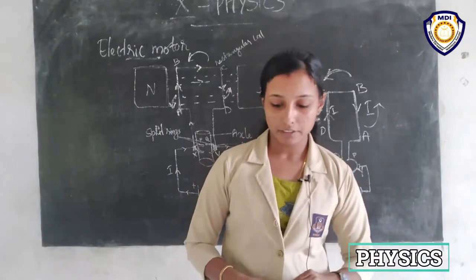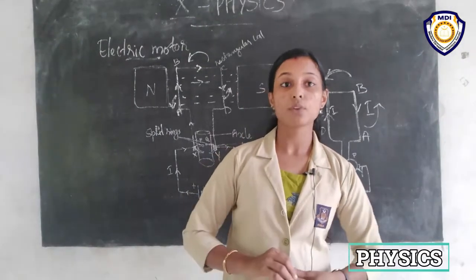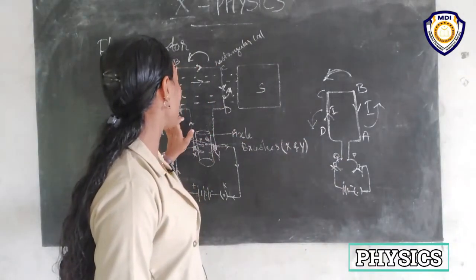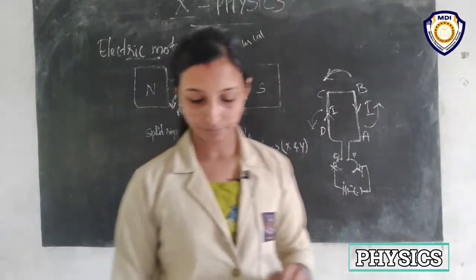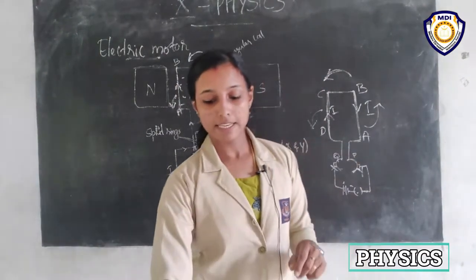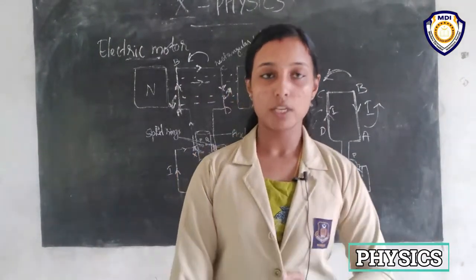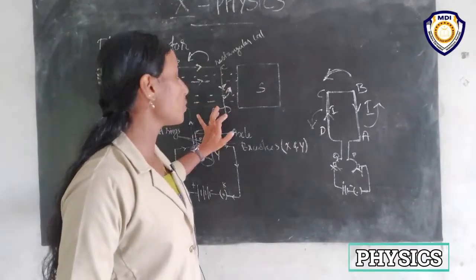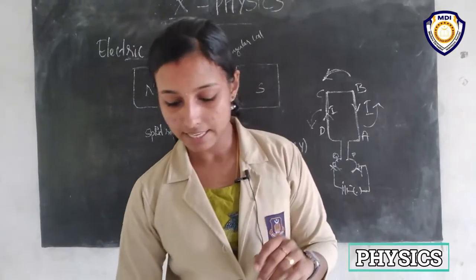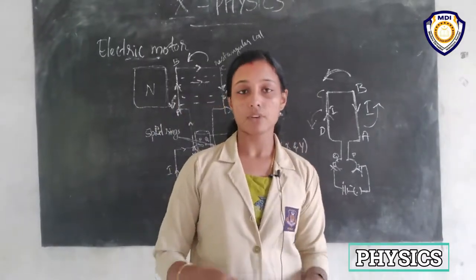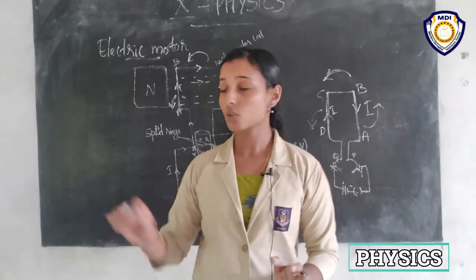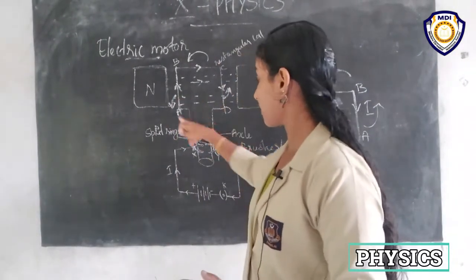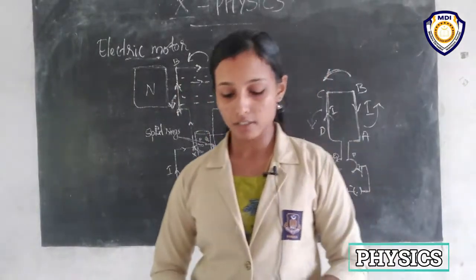Notice that the current in arm AB of the coil flows from A to B, and in arm CD it flows from C to D. Thus it is opposite to the direction of current in AB. So the flow of current through arms AB and CD is in opposite directions.